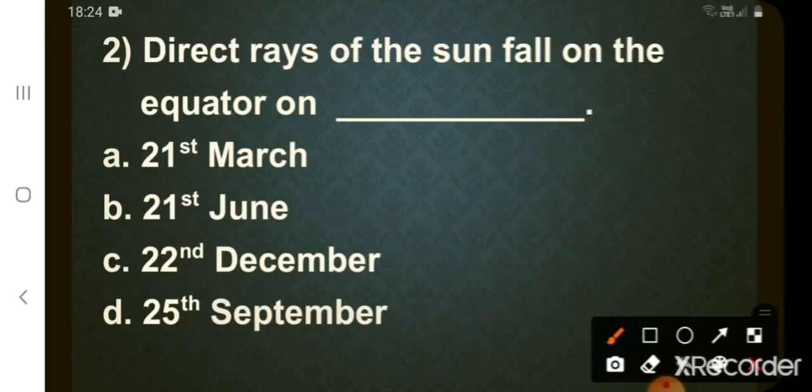Second one. Direct rays of the sun fall on the equator on dash. A. 21st March. B. 21st June. C. 22nd December. D. 25th September. What's the correct option? Yes. A. 21st March. Direct rays of the sun fall on the equator on 21st March.